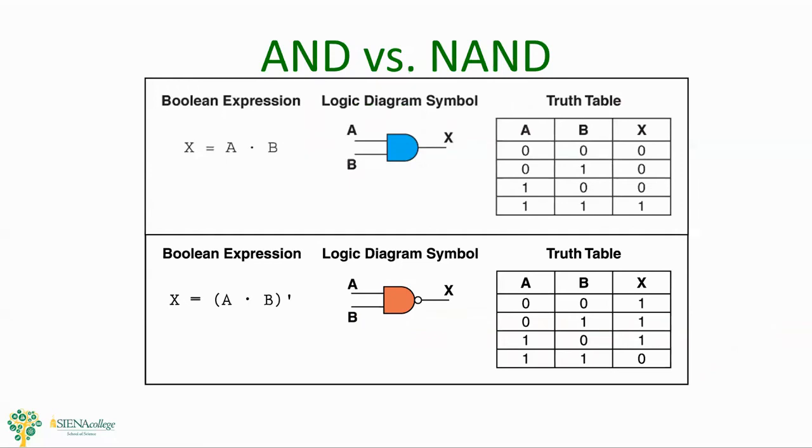Comparing AND and NAND, again, they look very similar. The difference being the little circle at the end of the D for the AND gate. Our outputs are exactly opposite. An AND gate with 2 inputs is 0, 0, 0, 1. The output for a NAND gate is 1, 1, 1, 0.